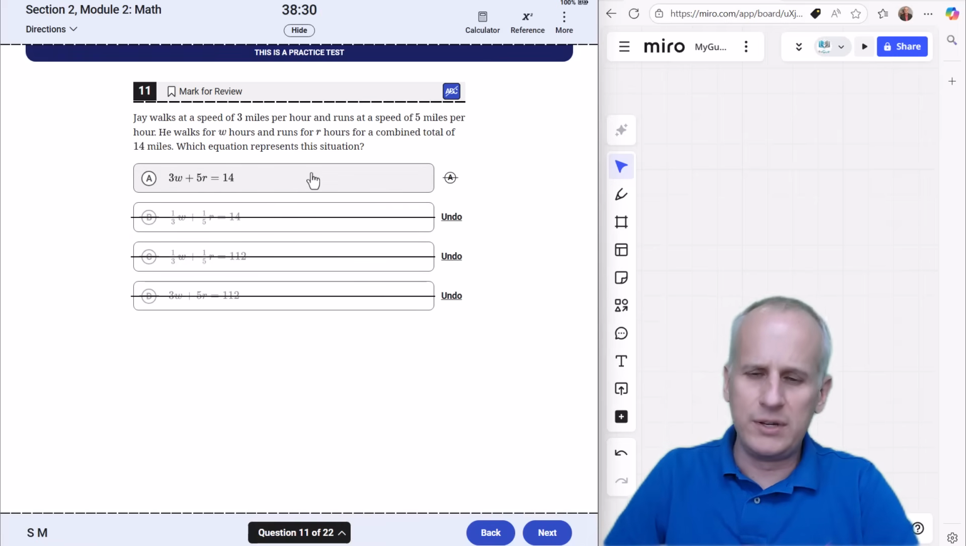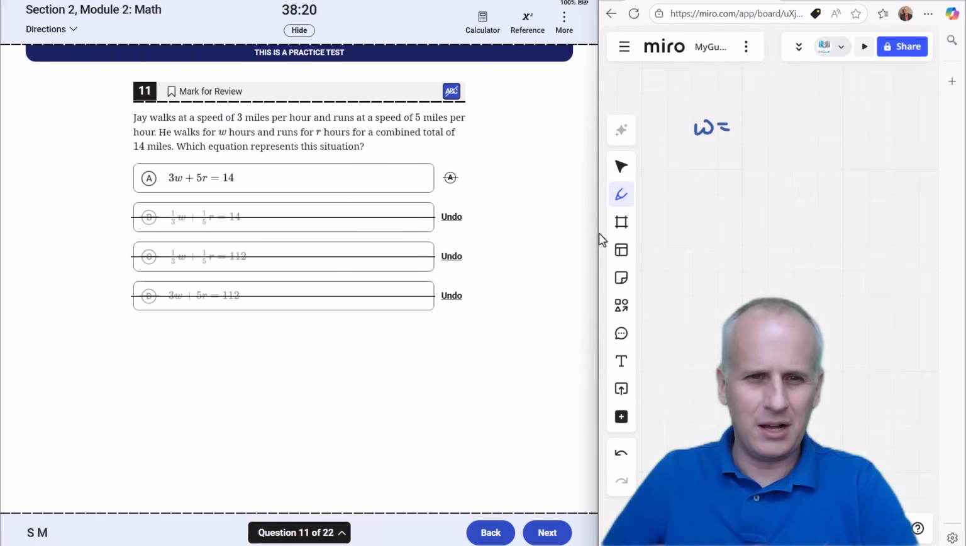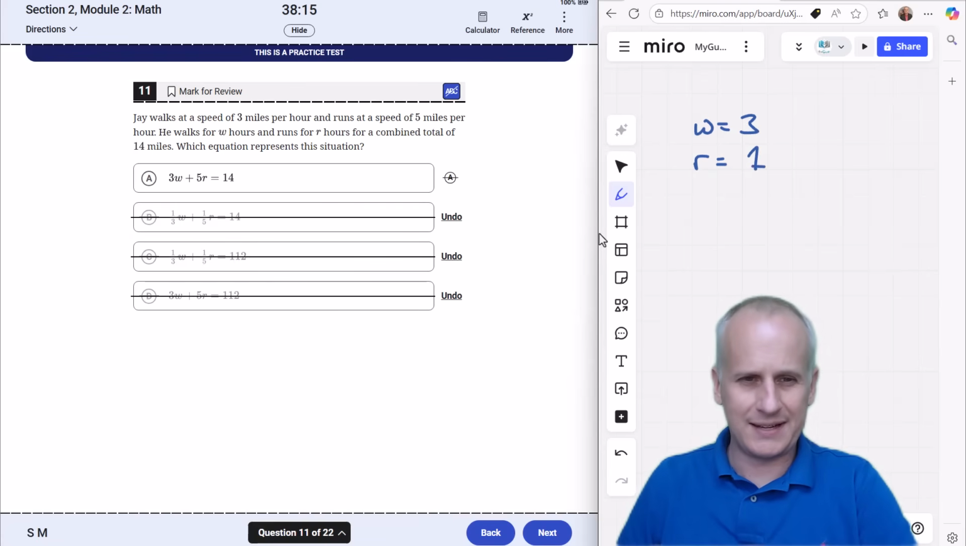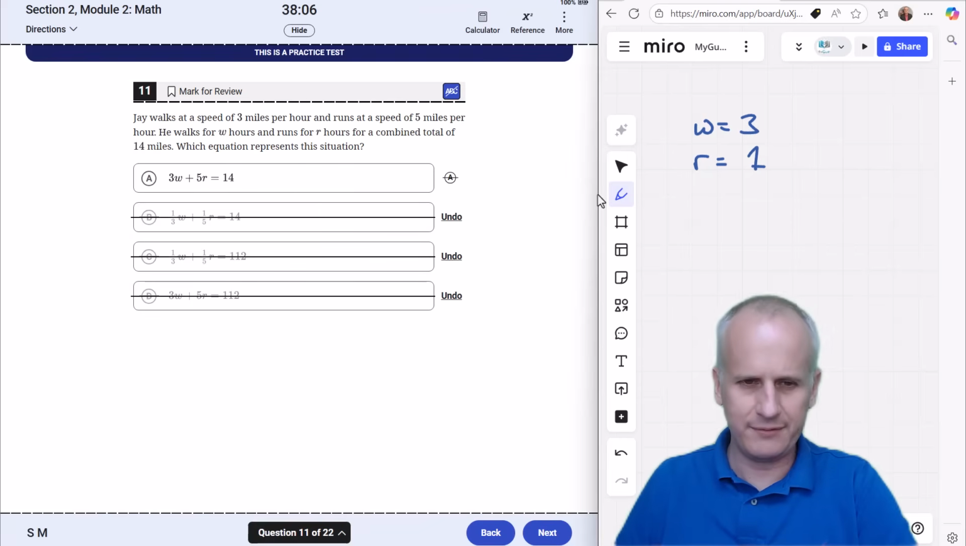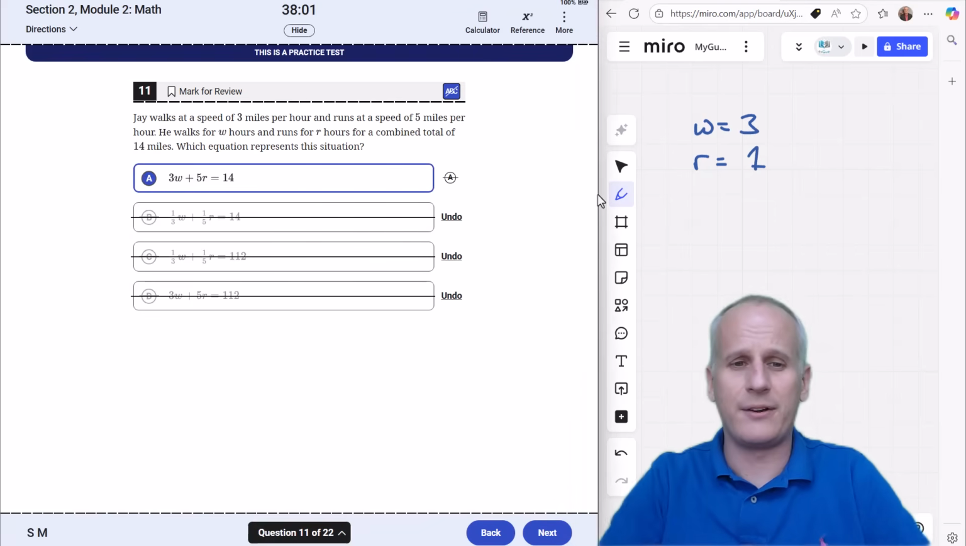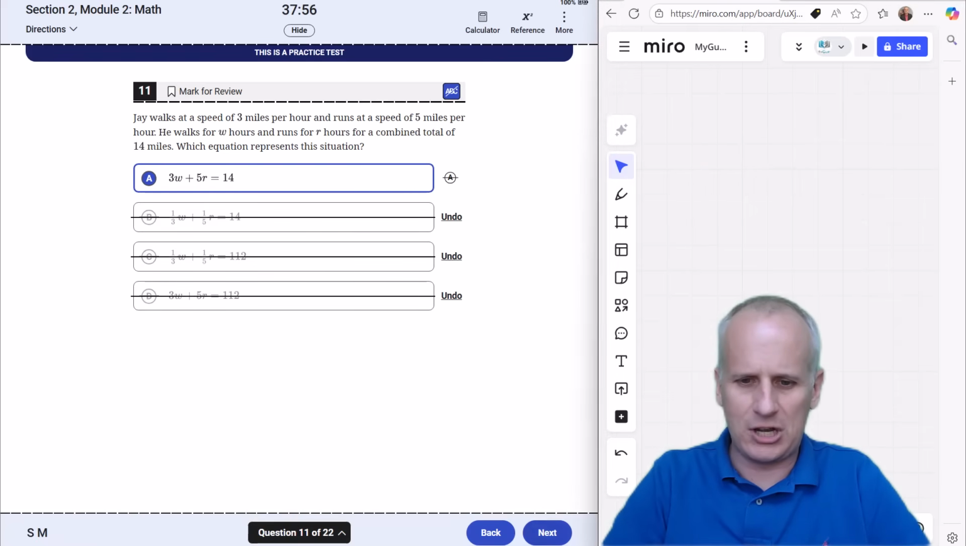And sure enough, if I really wanted to, and again, just using the scratch work more so to illustrate the situation, if I wanted to model this, I could say W could be equal to, oh, I don't know, 3, and R could be equal to 1, because 3 times 3 is 9, plus 5 times 1 is 5, that gives me my 14. And so you could prove it with a little bit of a model, but hopefully you don't need to engage with that when you're going through easier questions on the digital SAT.